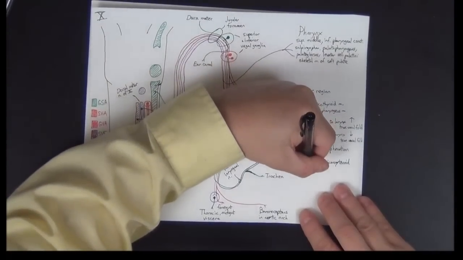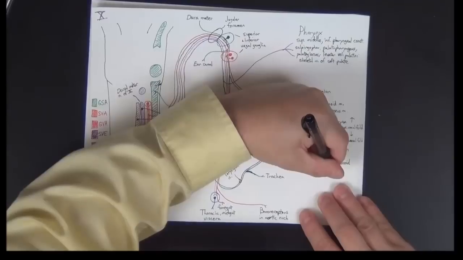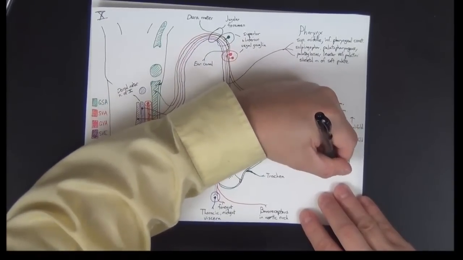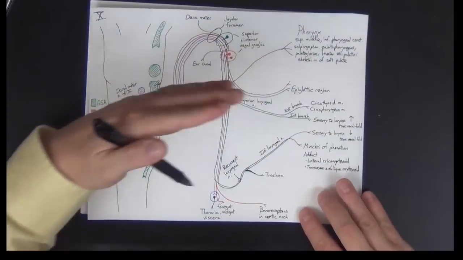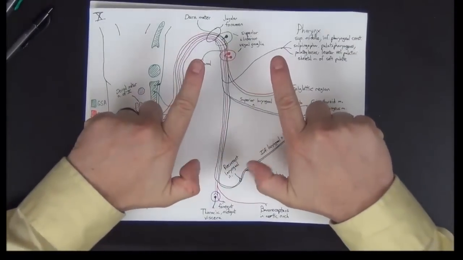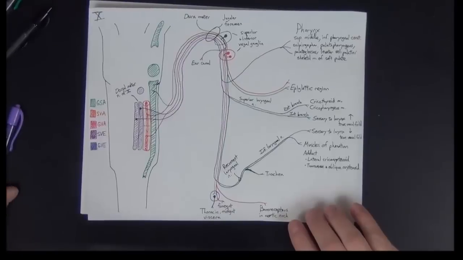Other ones that adduct are going to be the transverse and oblique arytenoid muscles that pull the two arytenoid cartilages, where my thumbs are, closer together. And that's going to be what adducts them.